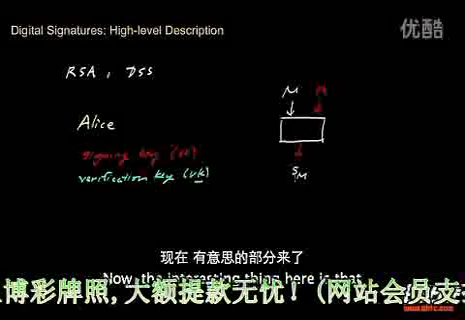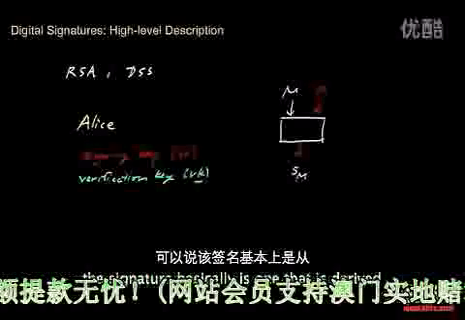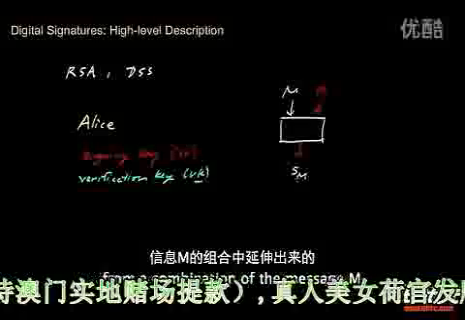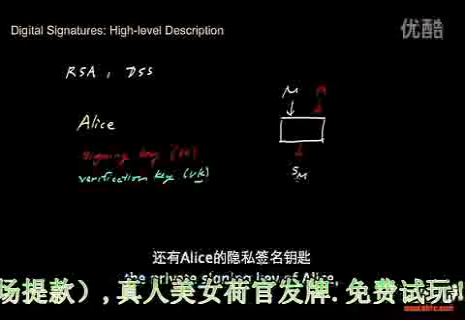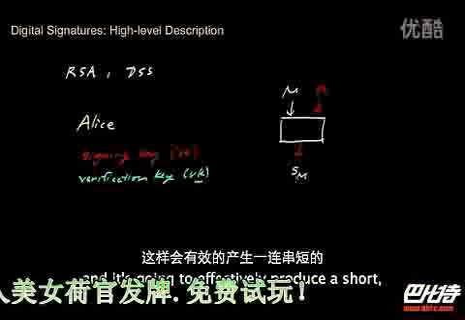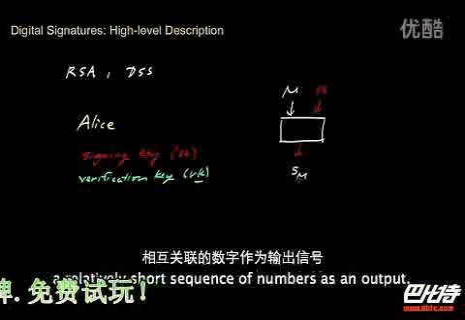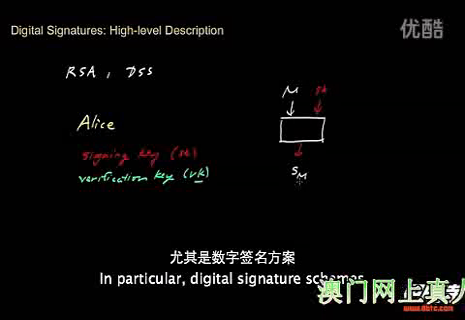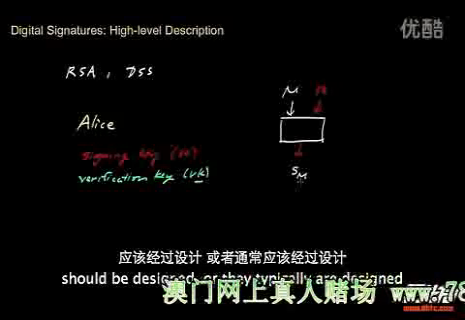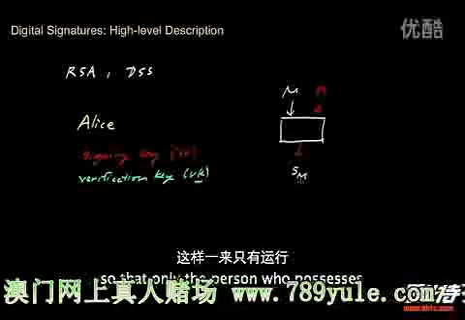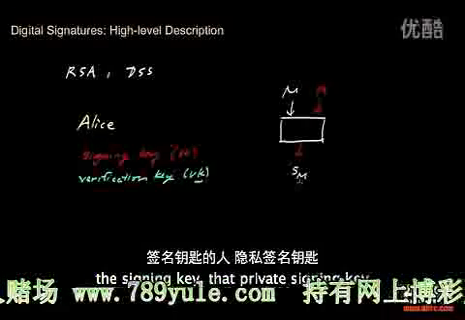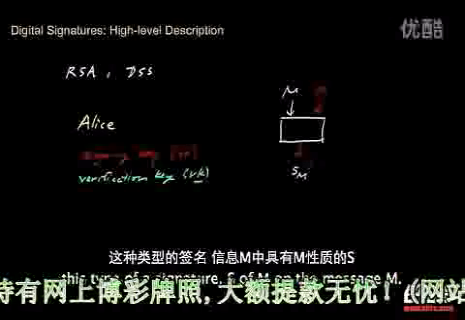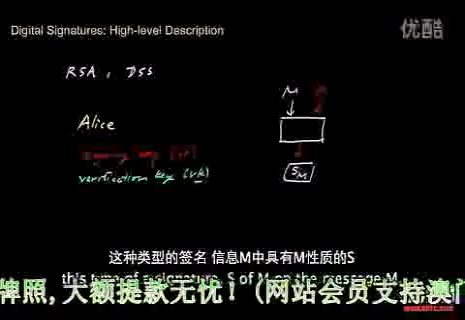The interesting thing here is that the signature is derived from a combination of the message M together with the private signing key of Alice, and it's going to produce a short, ideally relatively short, sequence of numbers as an output. In particular, digital signature schemes are typically designed so that only the person who possesses the private signing key is capable of generating this type of output, this signature, S sub M, on the message M.